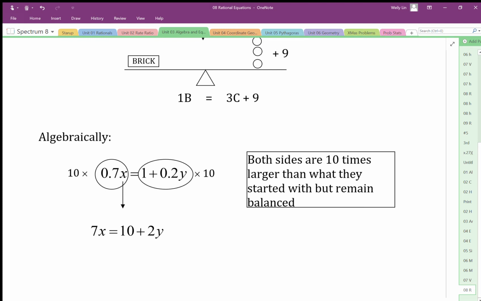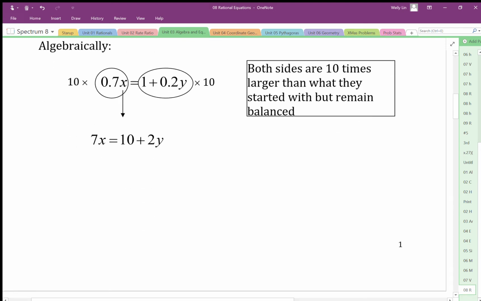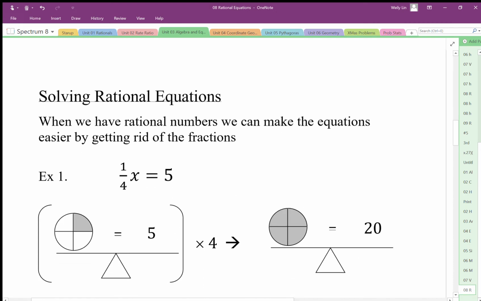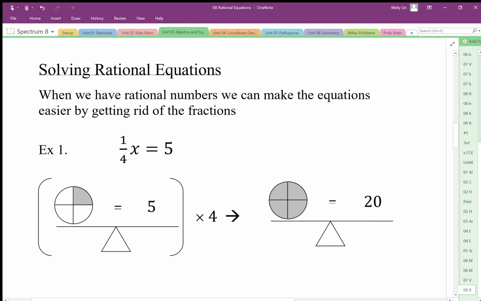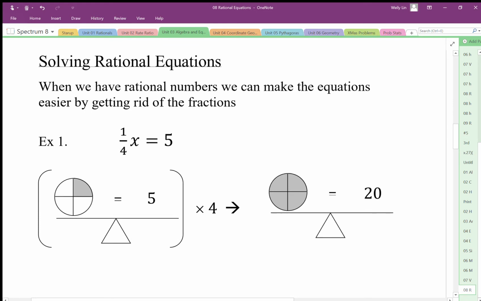So we want to be able to use this rule, and we can use this rule to get rid of fractions. So when we have a rational equation, really lots of people don't like that fraction in here. Now I don't mind it so much, but for the most part it is easier to deal with equations that don't have this divide by 4. So how can I get rid of this divide by 4?